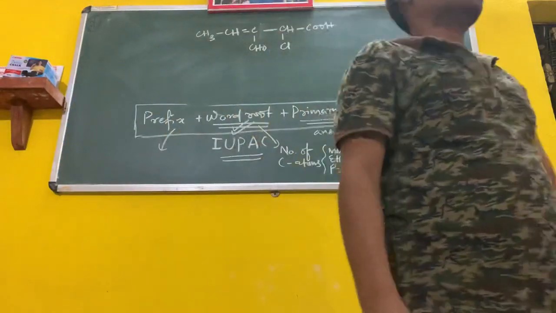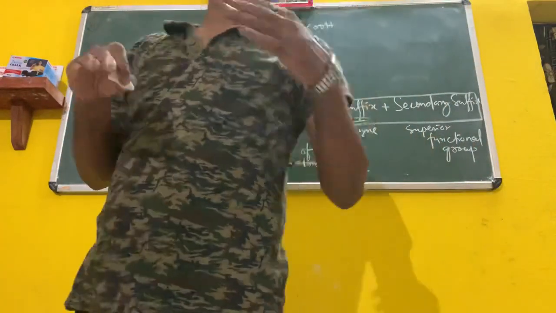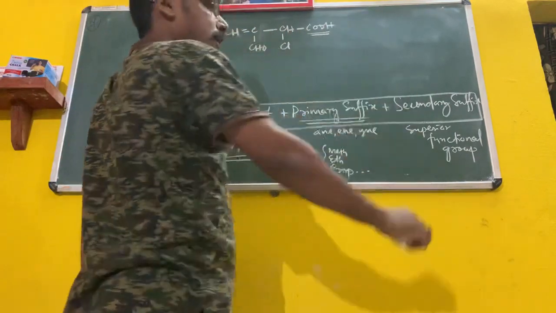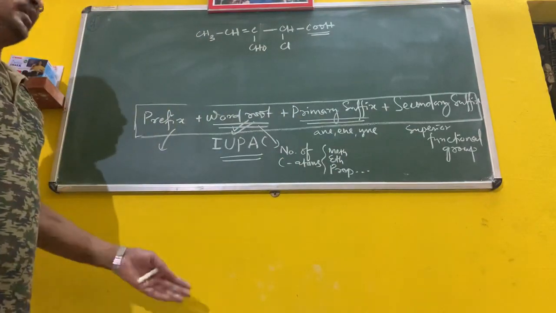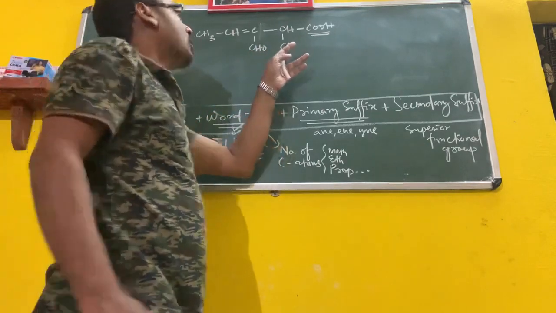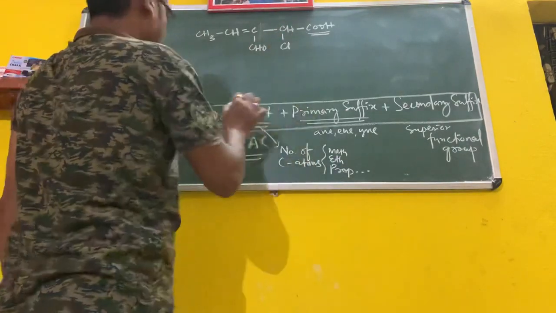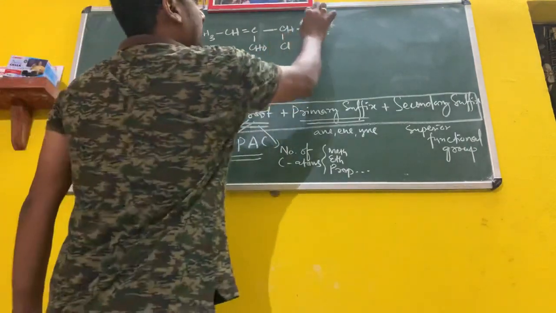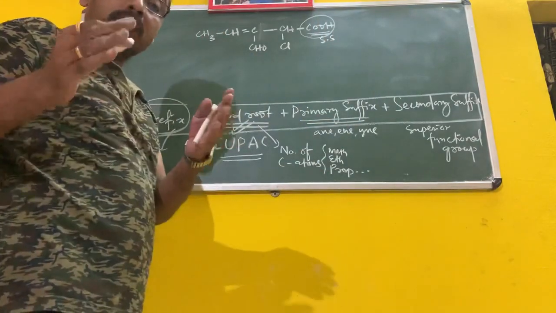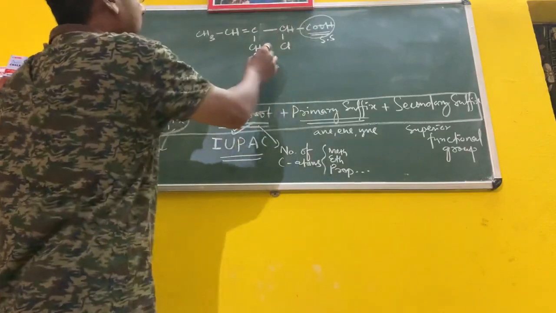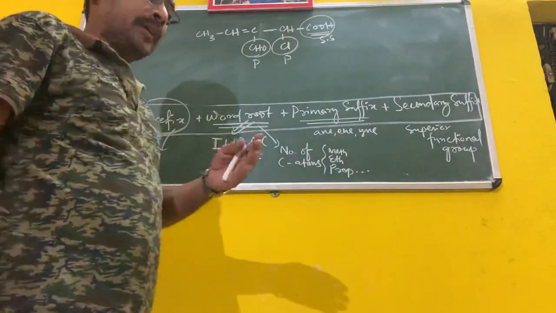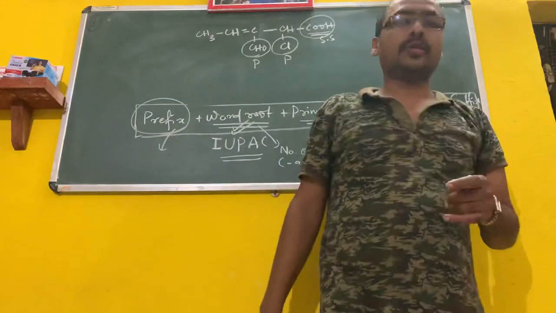Before going to the compound, we have to select which one is the superior functional group. There was a series in class 11: carboxylic acid is the superior, then next aldehyde, and halogens are always written as prefixes. The superior functional group is always the secondary suffix. The other groups are prefixes, and prefixes are always written in alphabetical order.